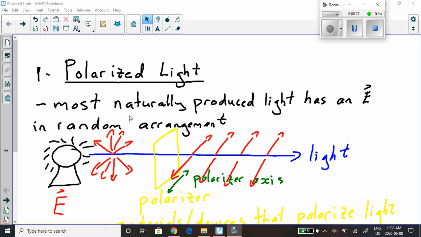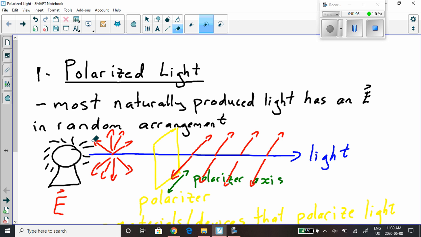Now, the field that's easiest to see how it interacts with us and with matter is the electric field. So I've drawn a picture here, and you've hopefully watched the videos. Most naturally produced light has an electric field that is in a random arrangement. If you have a light bulb producing light, it depends on which atom is producing light, so it's quite random. And I've drawn that here, red electric field, with light in a variety of different electric field orientations.